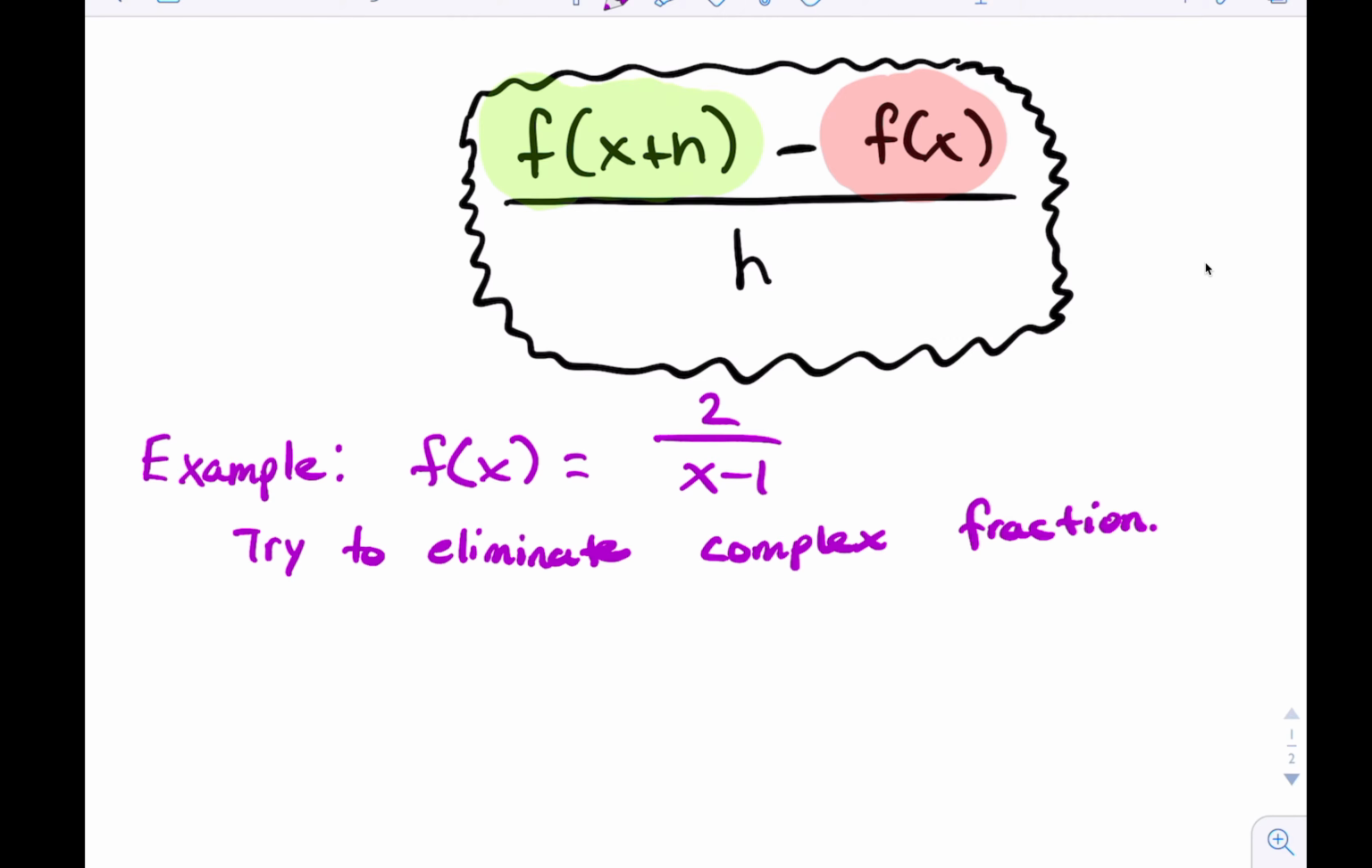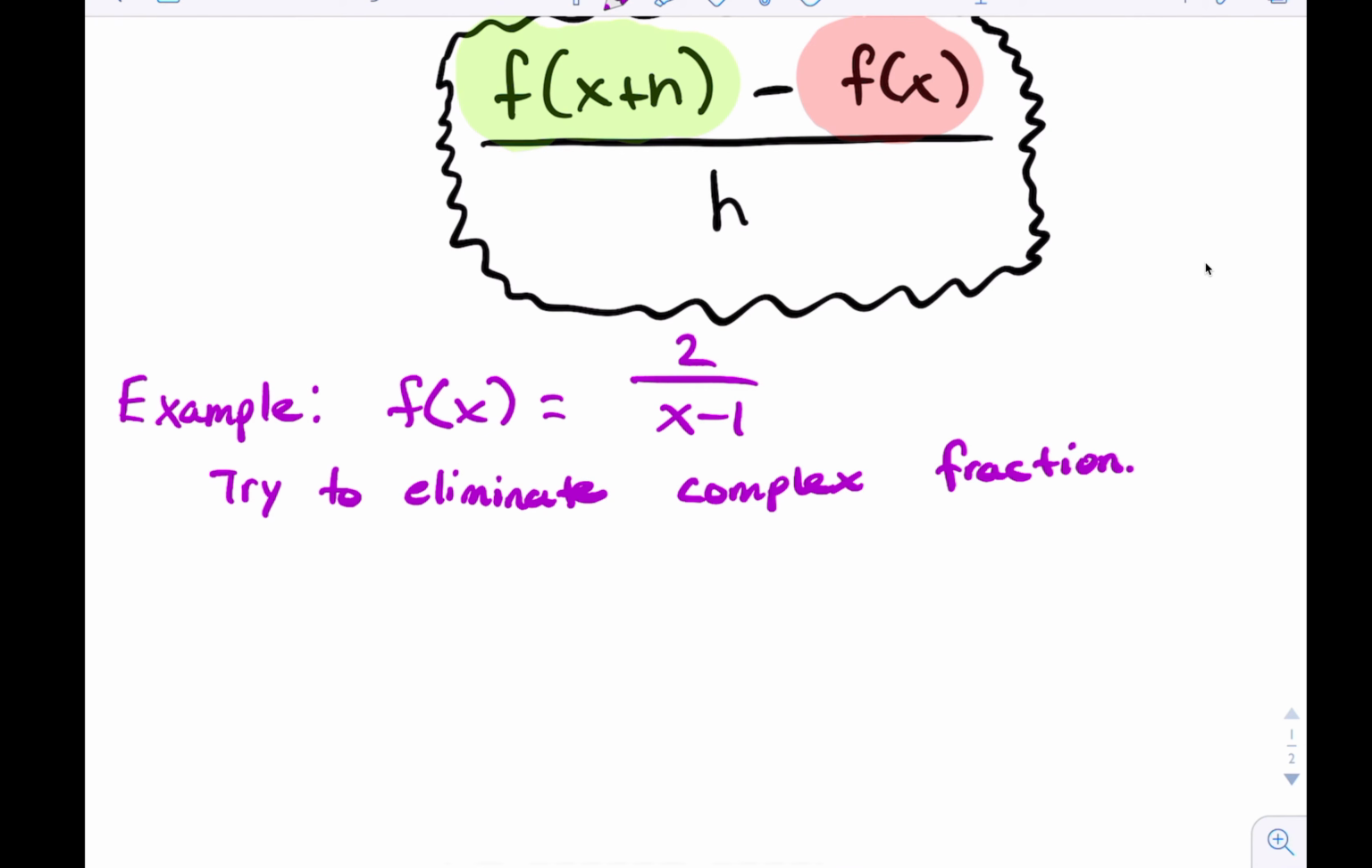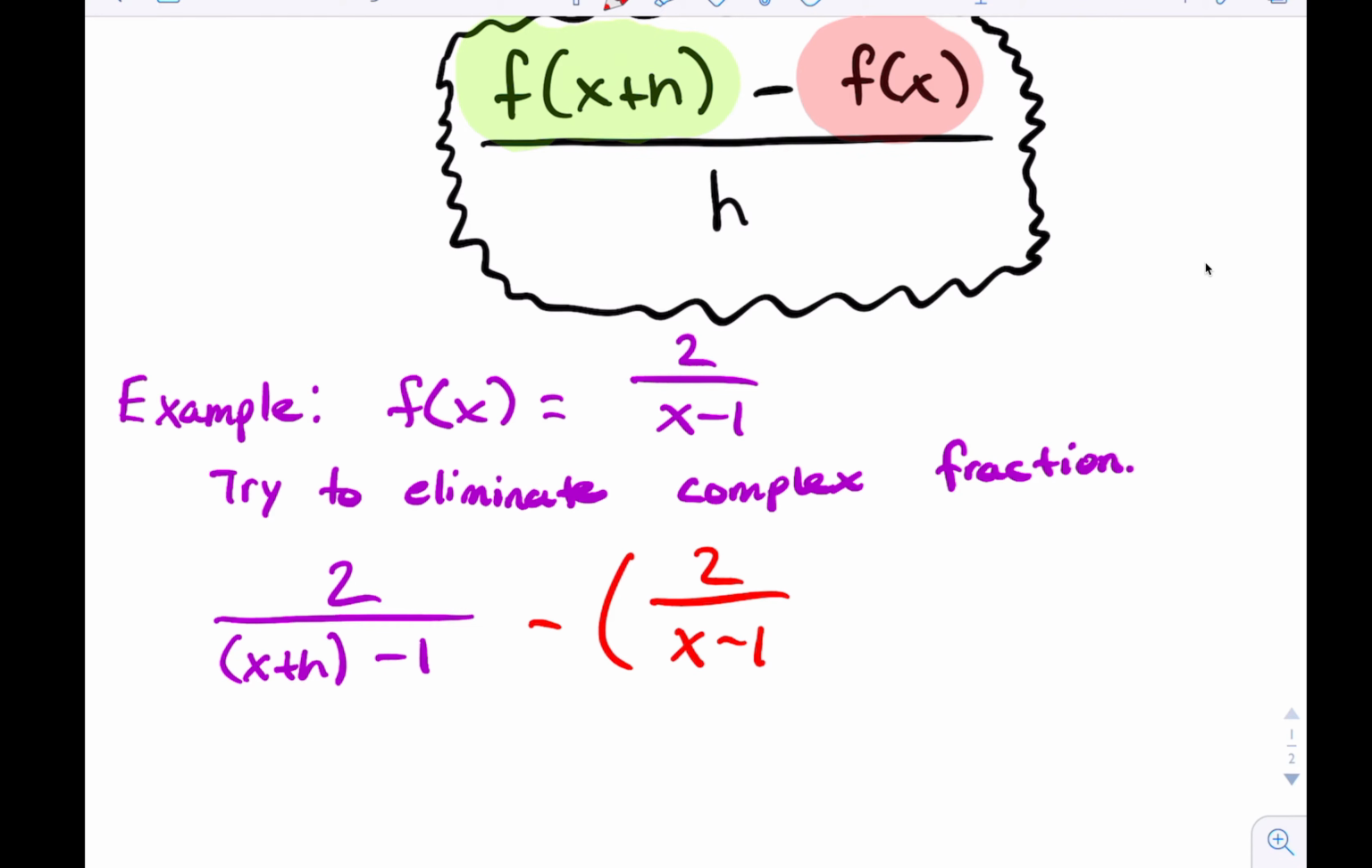Before we do that, though, we need to do our setup. Again, you're doing the first part, f of x plus h. Anywhere I see an x term, in this case I only have one, I'm going to replace it with x plus h. So you have 2 divided by x plus h minus 1. That is now f of x plus h. Then I'm going to subtract f of x, which is 2 over x minus 1, and the entire thing is going to be over h.